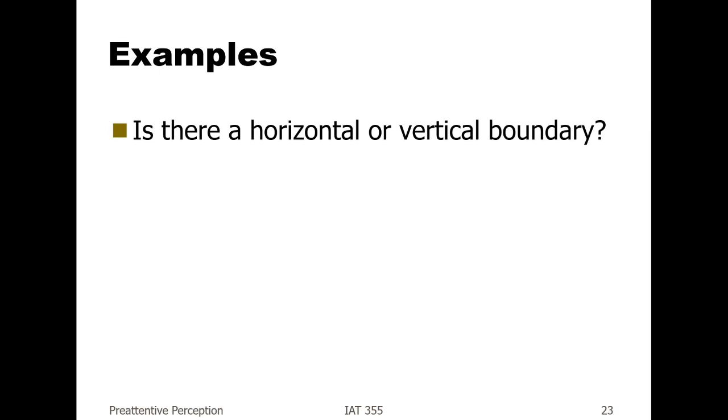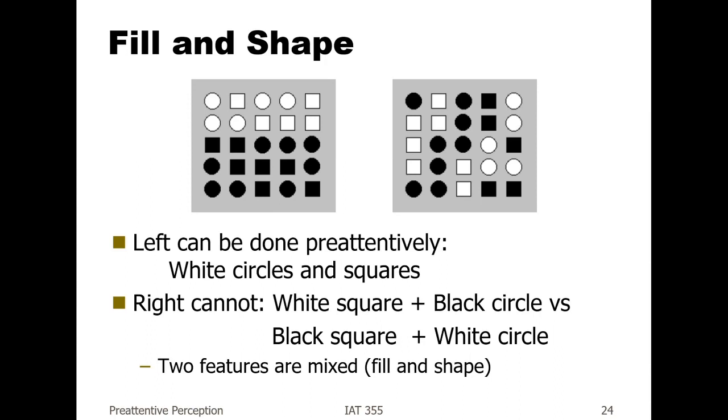Okay, so color and shape are not the only things that are pre-attentive. Here is a couple of examples of locating a boundary, either a horizontal boundary or a vertical boundary. And in this case, on the left, we clearly see a horizontal boundary. What's going on is that we have white circles and squares in the upper 2 rows and black squares and circles in the lower 3 rows. And we can do that pre-attentively. You can see it right away.